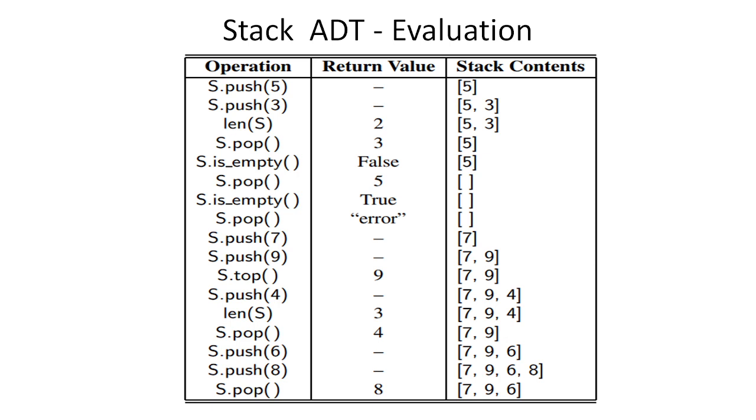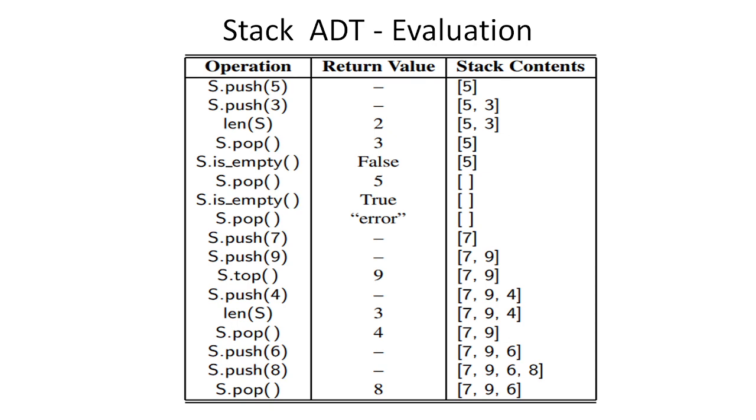Suppose you are pushing 5 and 3, it will be placed with 5 as the bottom element, then 3 as the top element. And if you find the length of the stack, it gives 2. The pop operation is going to remove the top element, which is nothing but 3. So the stack will have only one element, 5. And suppose I use the method is_empty, it is going to return false as a boolean value because we have one element, 5, present there.